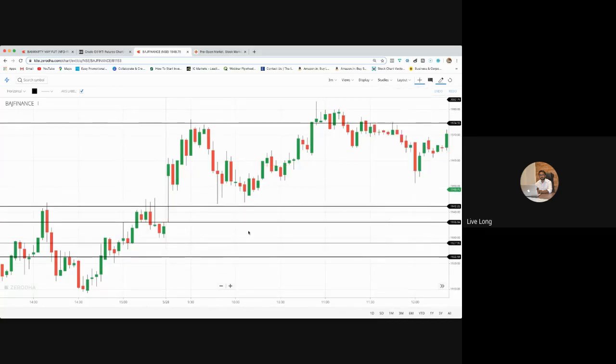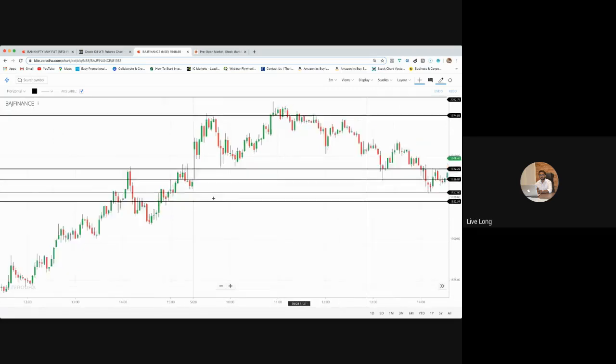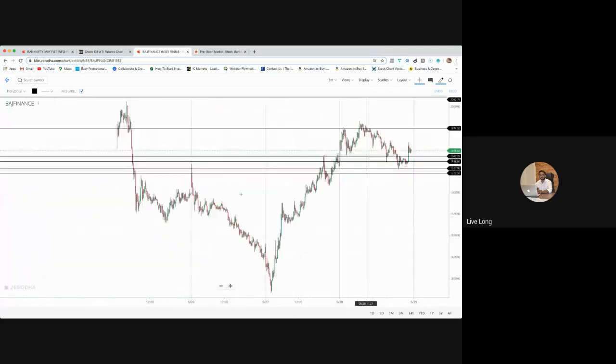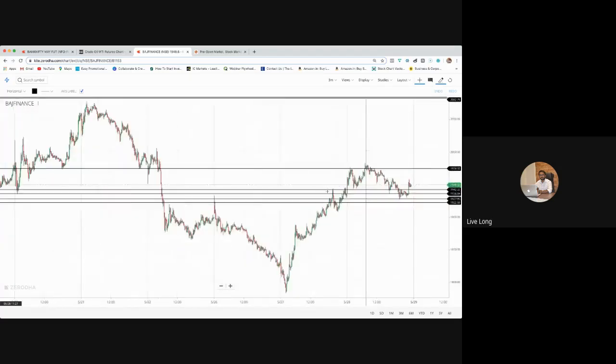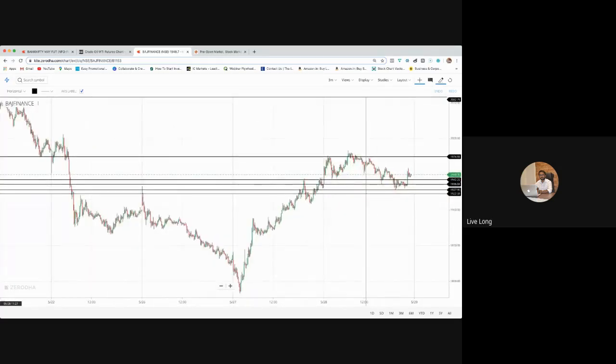What happened? The price opened, and yesterday this was the level that we marked. The price opened over here, then fell down. Then remember, yesterday I mentioned something to you: if price breaks above this resistance level, there is a chance that price is going to go to the next level, which is over here. Do you people remember that?